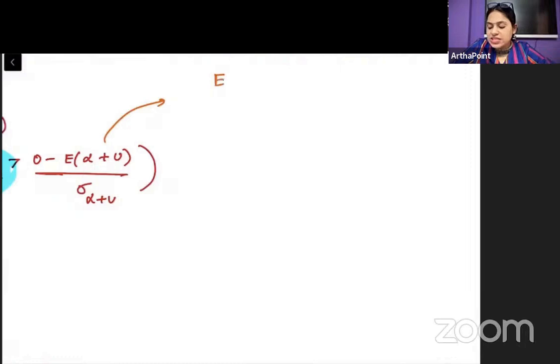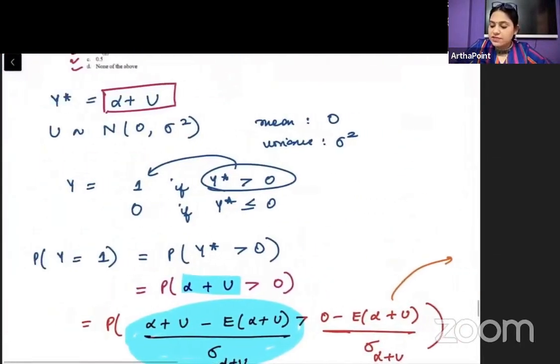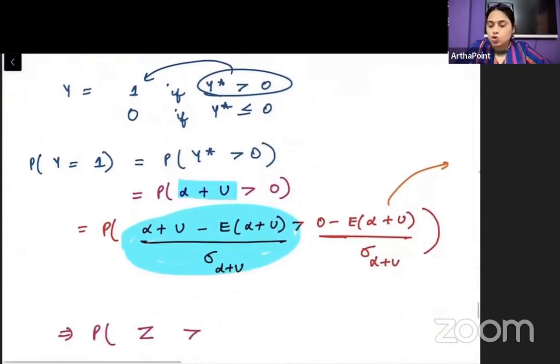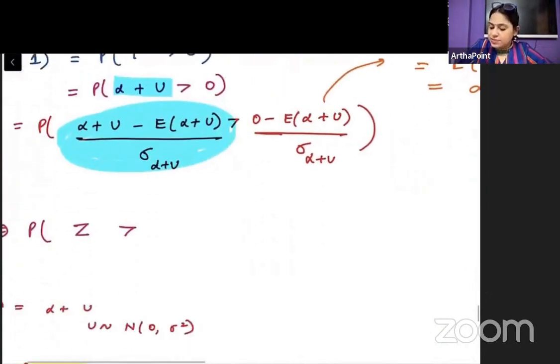I need to find the expected value of alpha plus u. This is going to be the expected value of alpha plus the expected value of u. The expected value of a constant is the constant itself. And the expected value of u will be 0 because I am given that the mean is 0. So this will give me alpha. So the numerator, the expected value, becomes alpha.